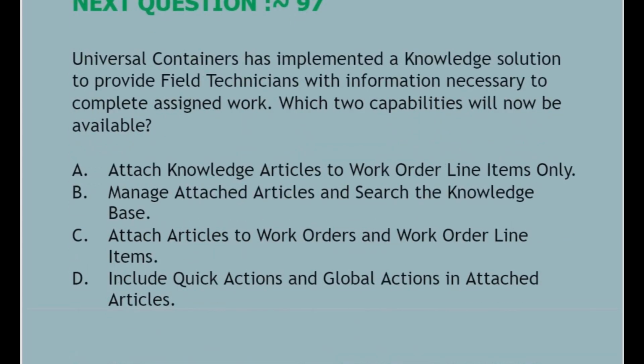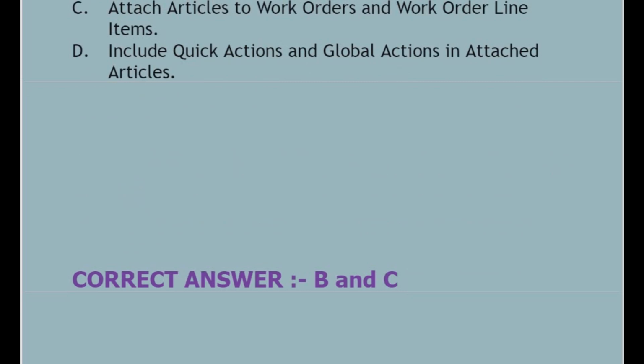Option A, attach knowledge articles to work order line items only. Option B, manage attached articles and search the knowledge base. Option C, attach articles to work order and work order line items. Option D, include quick actions and global actions in attached articles. Correct answer is option B and option C.